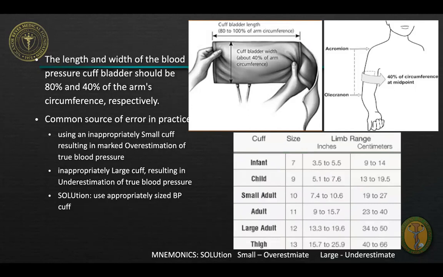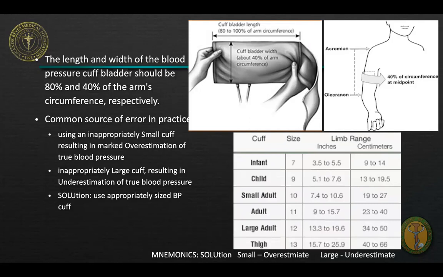When taking the blood pressure, we have to know the size of the cuff that we will be using and also the size of the arm of the patient. The length and width of the blood pressure cuff bladder should be 80% and 40% of the arm circumference respectively, as shown in the figure.